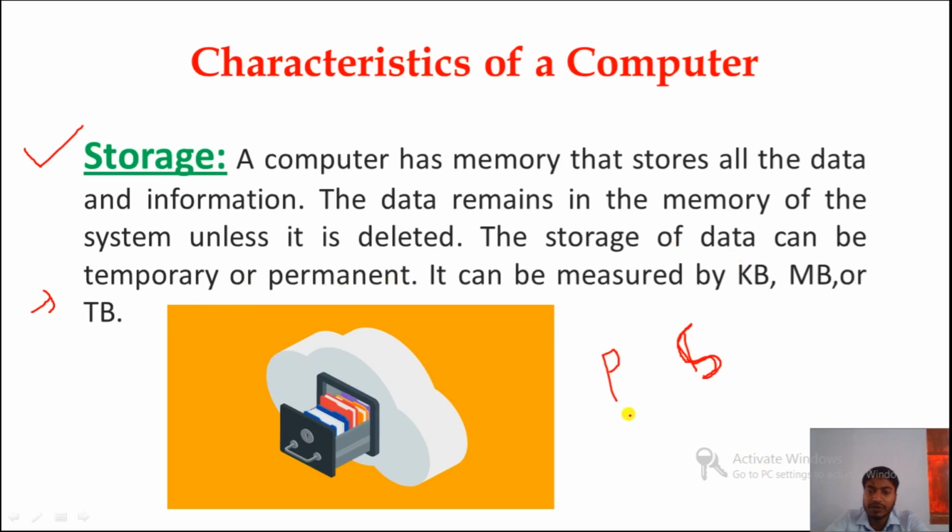Just now I explained, primary memory for temporary and secondary memory for permanent. It can be measured in KB, MB, GB or TB. KB stands for kilobyte, MB megabyte, GB gigabyte, TB terabyte, etc. So the size of data can be measured in KB, MB, GB, TB, etc. Clear?